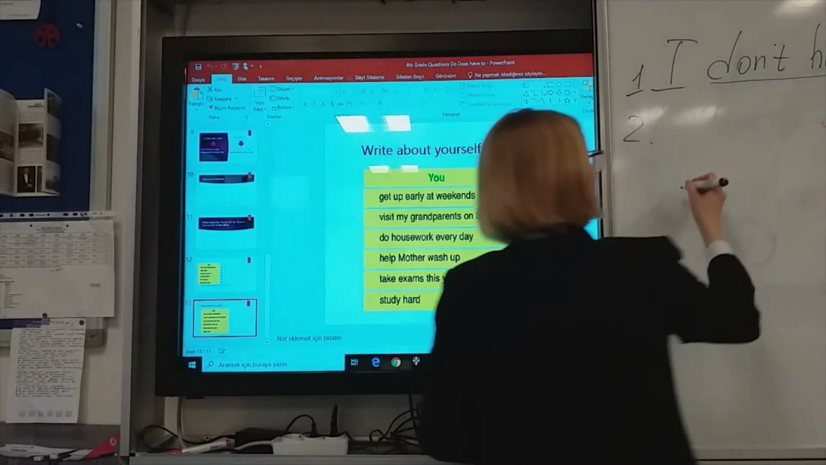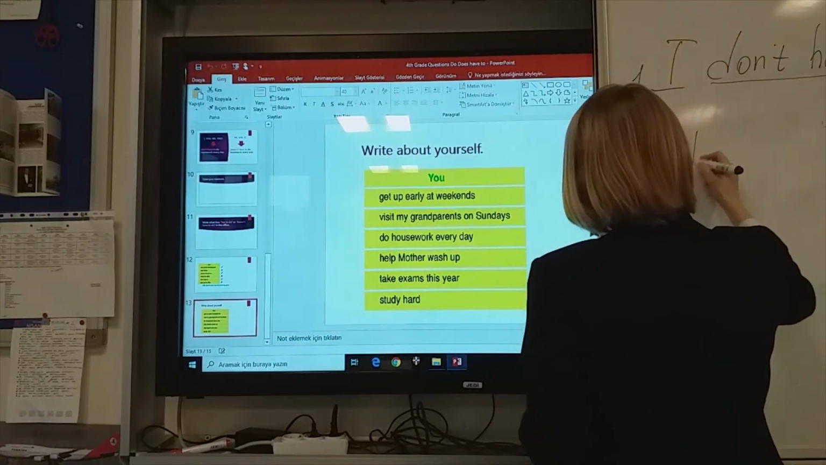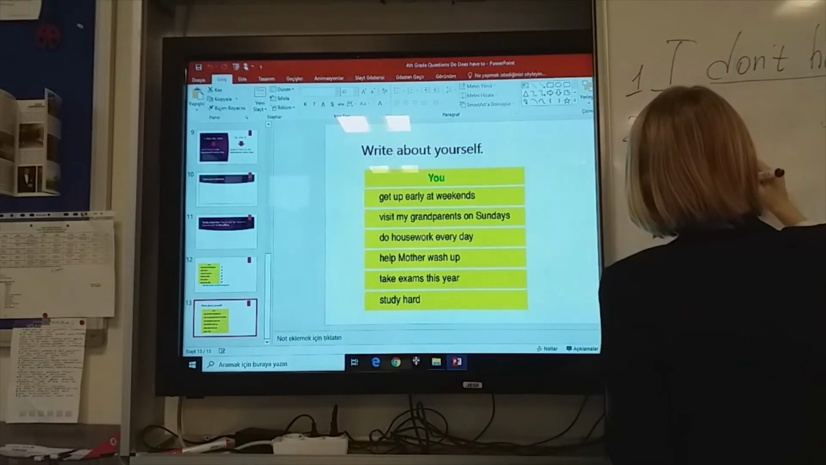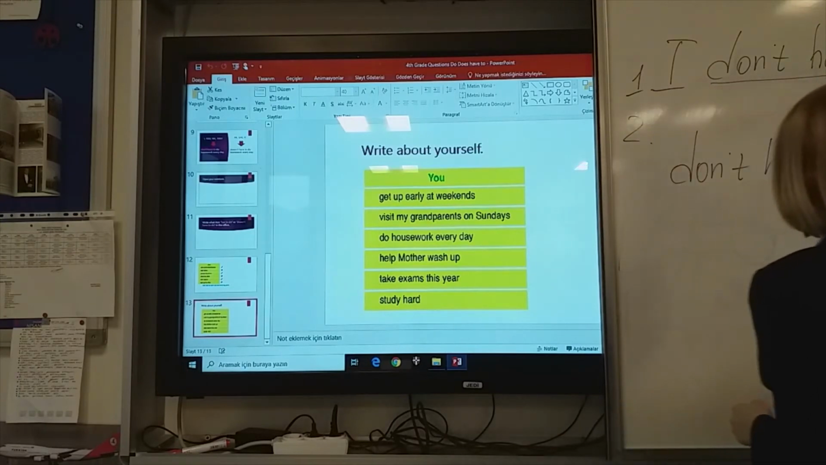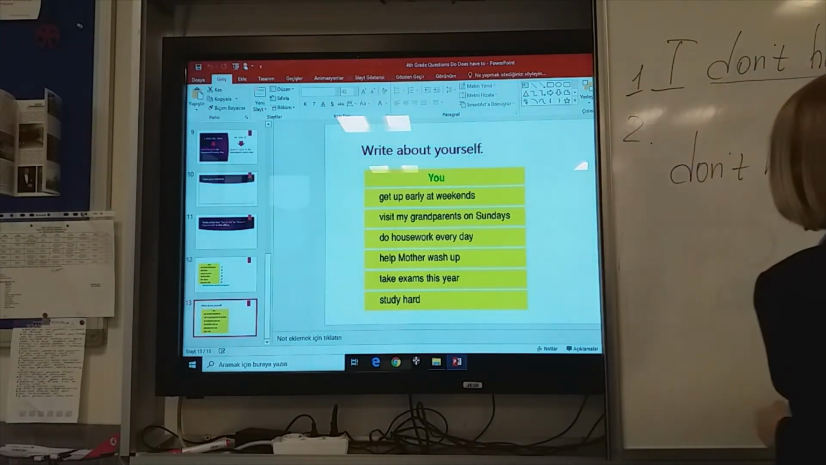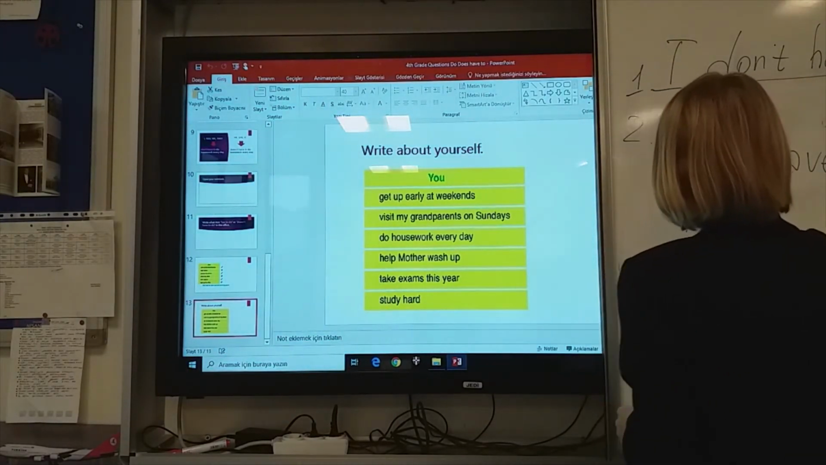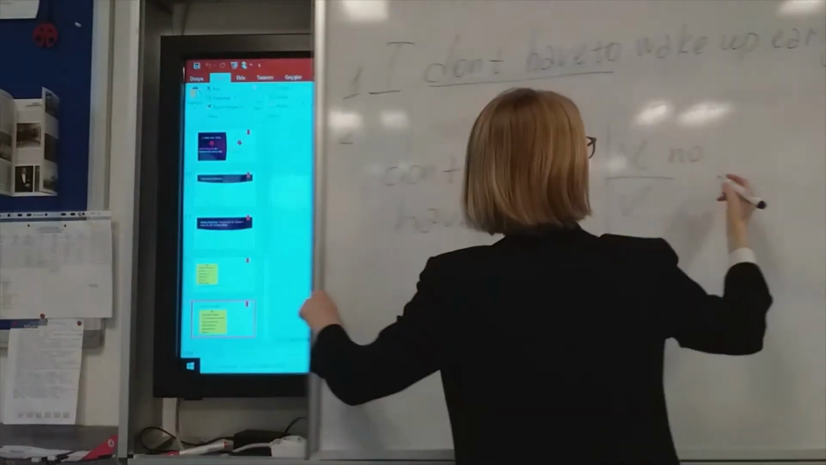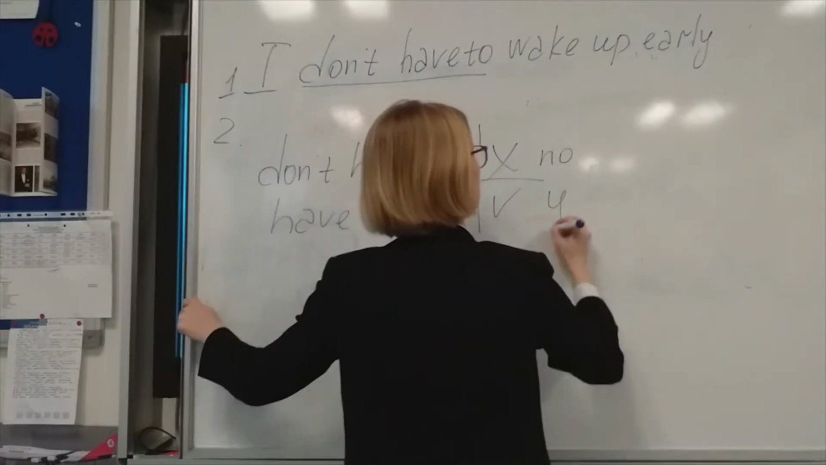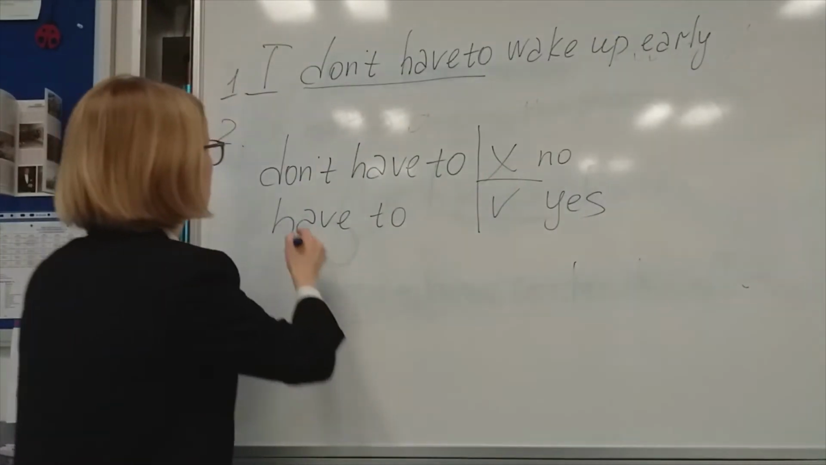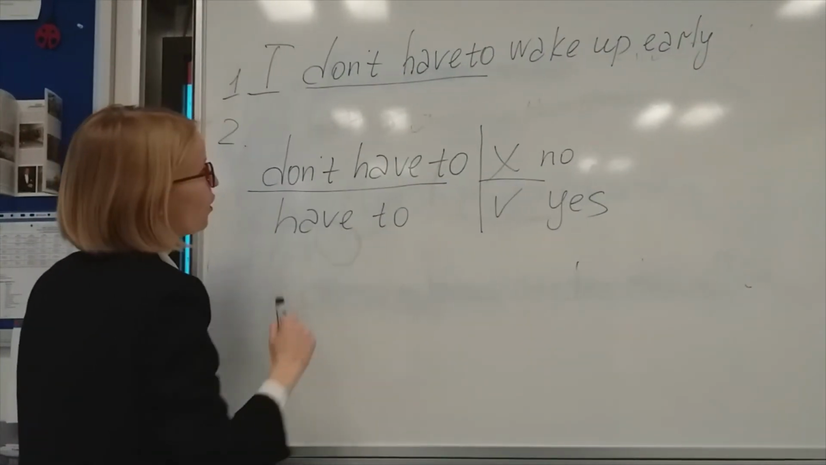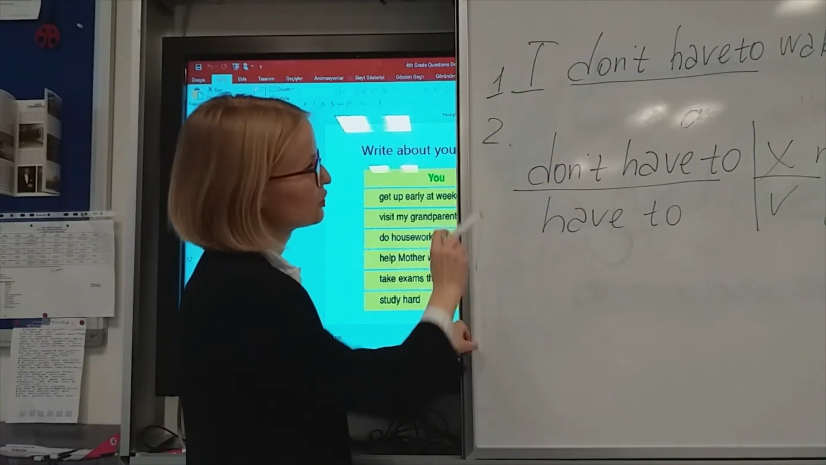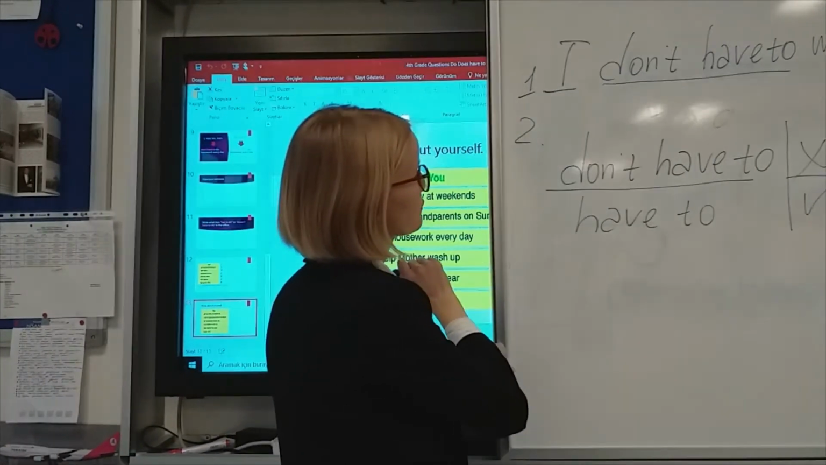Use I don't have to for a cross, and I have to for a tick. If no, cross. If yes, tick. Don't have to or have to.